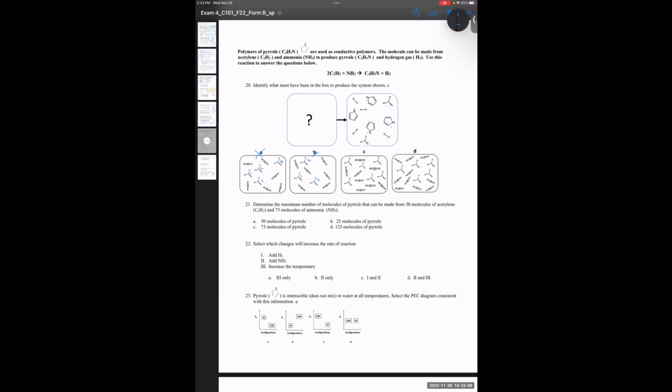Okay, looks good. Option D, we have 1, 2, 3, 4, 5. Oh, that's out. We need 6, right? Because we have 6 nitrogens. Options A, B, and D don't have them. Therefore, the correct answer is option C.